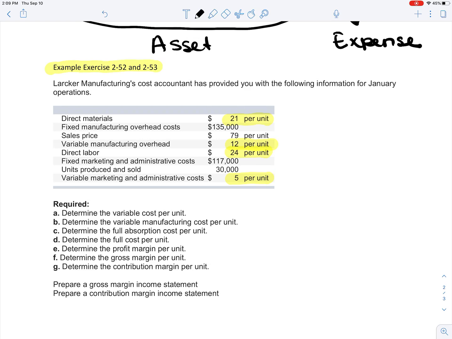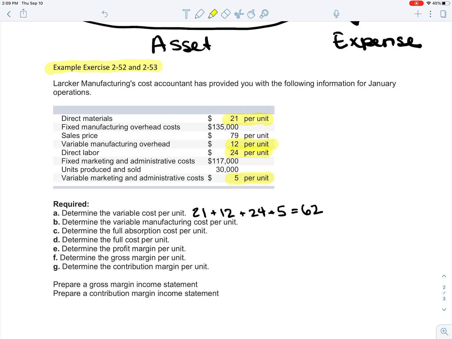And in this first question, in A, they want the variable cost per unit. So to get that variable cost per unit, I'm just adding up all variable costs. So if I add up the 21, 12, 24, and 5, I get a total variable cost of 62.